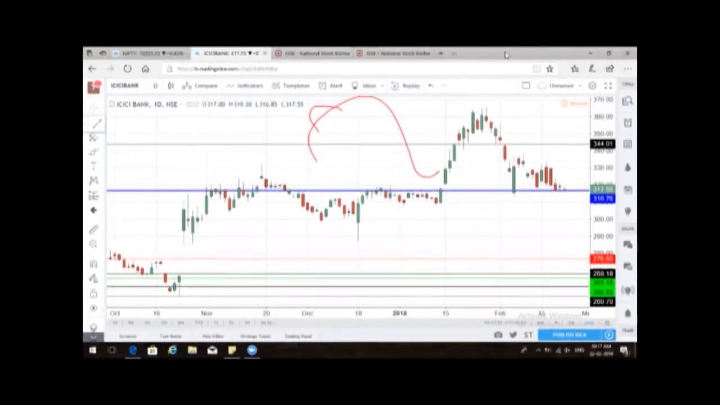Right, so one thing is pretty much clear. The banks are remaining at a very important level, which one should understand, and you can see further downside on the banks. Taking now Asian Paint.